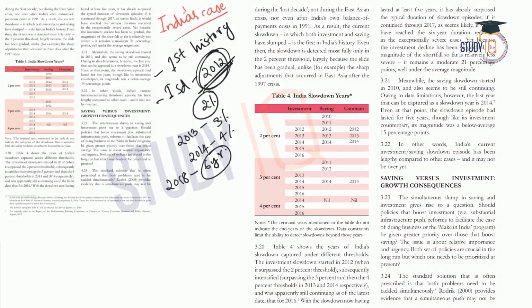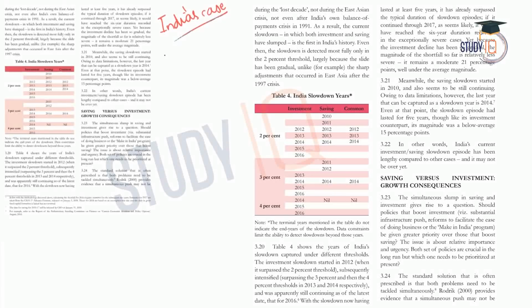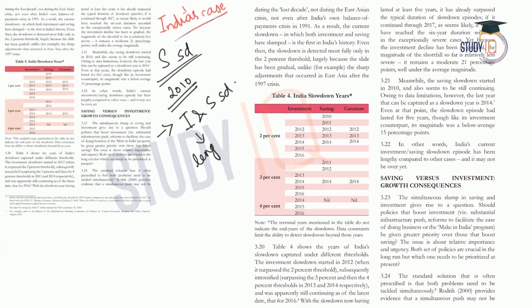Even though it has a 6-year duration, in the case of India, the investment decline has been gradual. It was not all of a sudden that the investment slowdown happened. It was a gradual process and therefore the magnitude of this shortfall has been relatively less. Now coming to savings slowdown. It started in the year 2010 and it is still continuing. One speciality of India's investment and savings slowdown is that it is lengthy as compared to other countries or other cases.